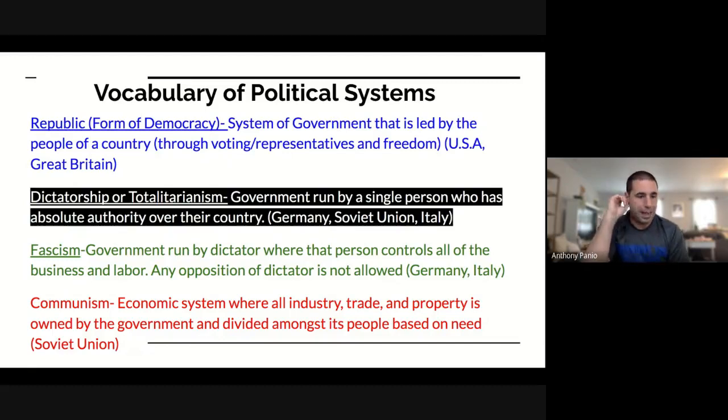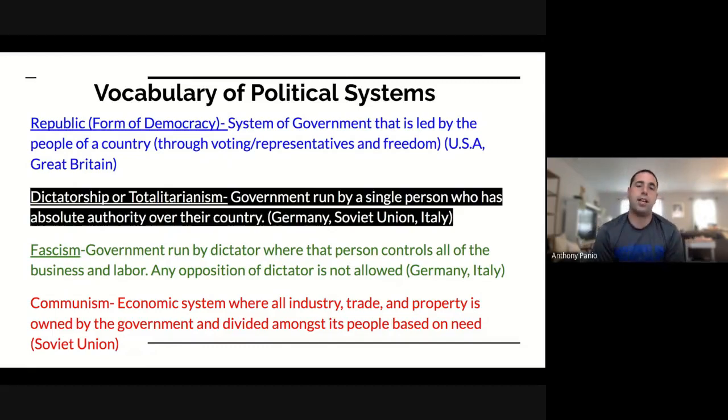So basically, if a country that was usually a democracy or a republic was struggling, which certain countries were, a dictator can sometimes be elected and a new form of government gets put in place. So you can have a dictatorship with lots of different governments. You can have a dictatorship with a fascist government. You can have a dictatorship with a communist government. You can have a kind of dictatorship with a monarchy, meaning a king or a queen.